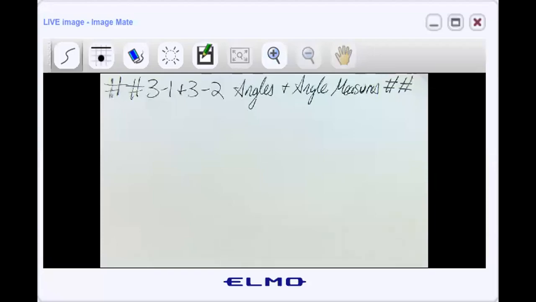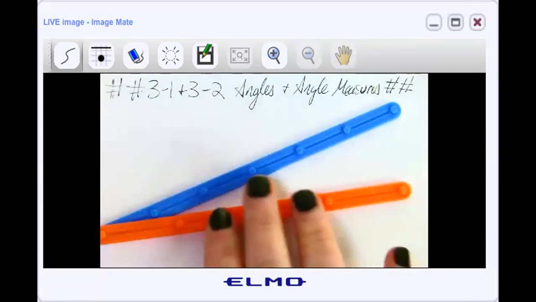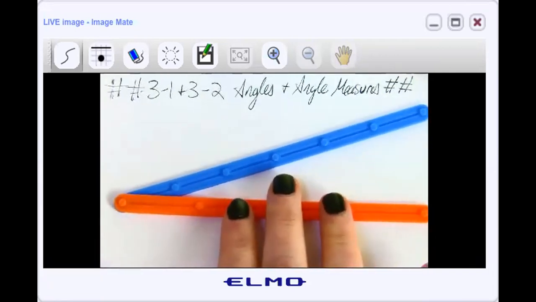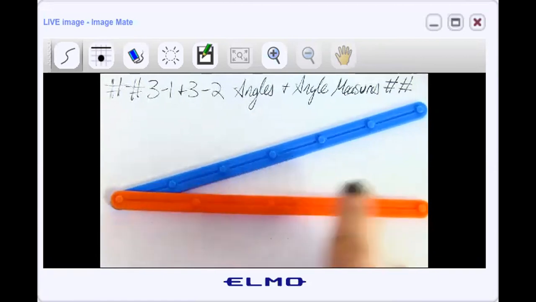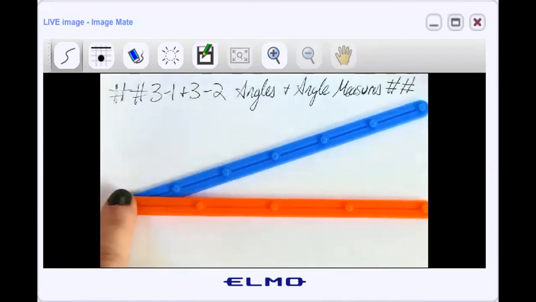So today we are talking about angles and angle measures. I know you guys are familiar with angles. You've been dealing with them quite a bit, I'm sure. You see them all over the place. So basically what we have with an angle, I'm just going to show you here. You have two rays basically that are connected with a common endpoint.